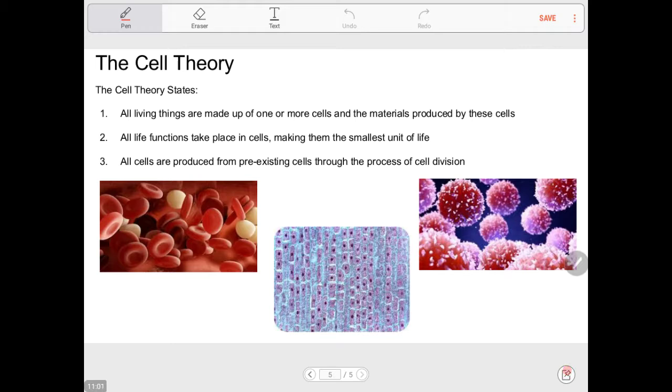If we could zoom in on a cell, there is so much going on inside of it, and we'll look at that coming up. Number three, all cells are produced from pre-existing cells through the process of cell division. Again, you don't just have a cell and then create a new one magically. All cells come from previous cells. You must know the cell theory and these 3 points.